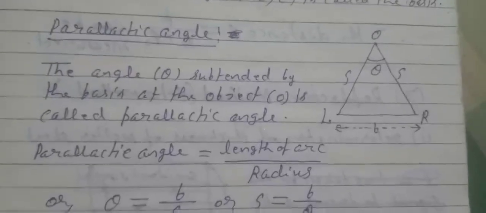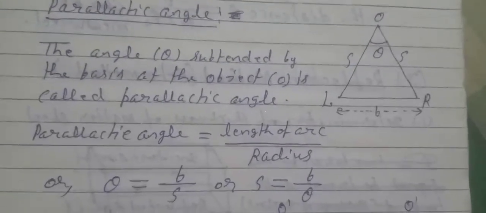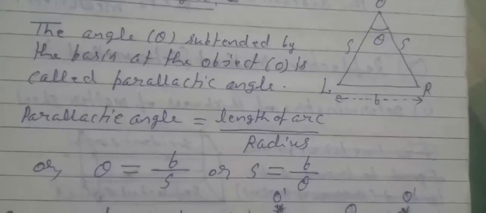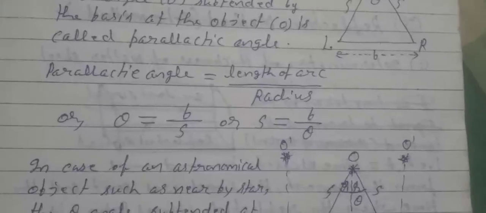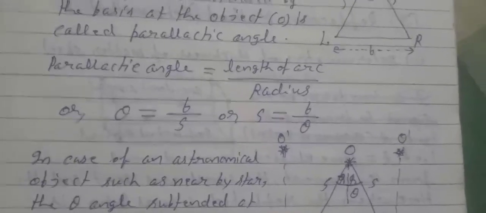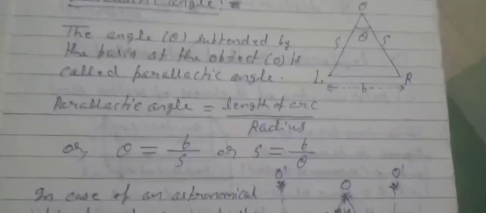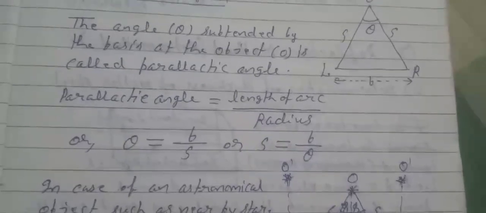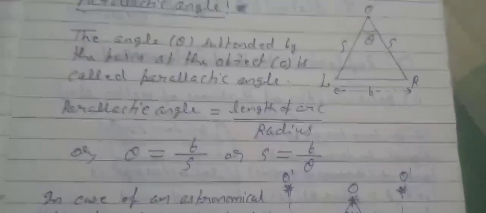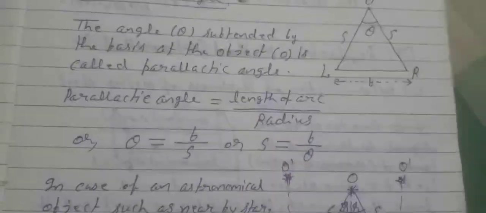Parallactic angle. The angle theta subtended by the basis at the object O is called the parallactic angle. Parallactic angle equals length of arc divided by radius, or theta equals b by s, where b is the base and s is the distance from the left or right eye to the object O, or s equals b by theta.